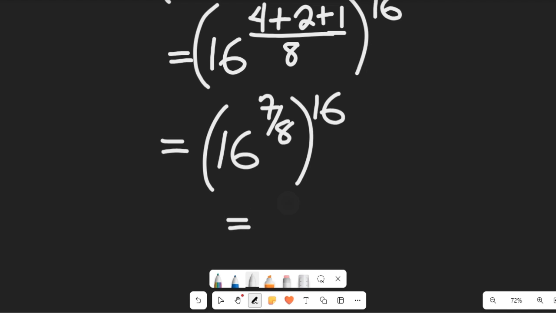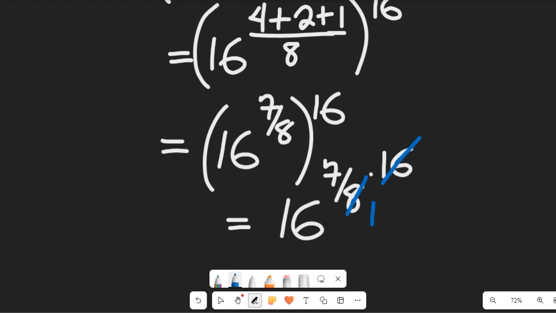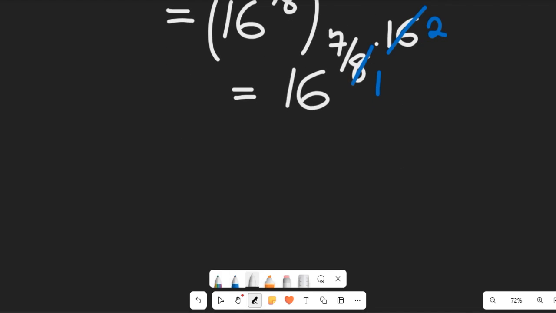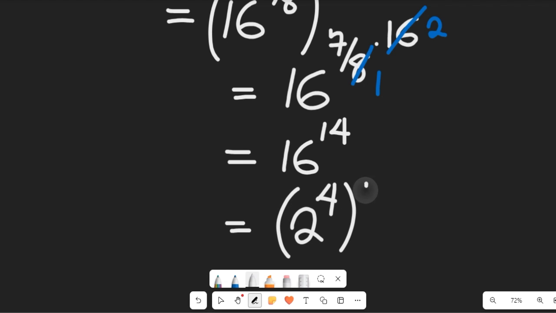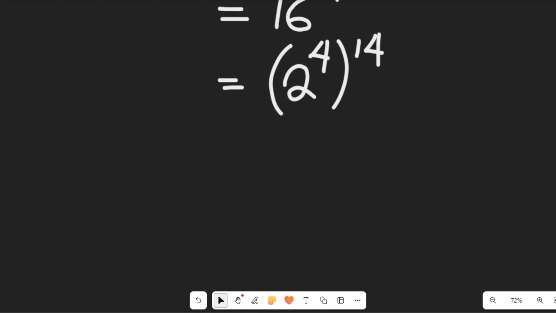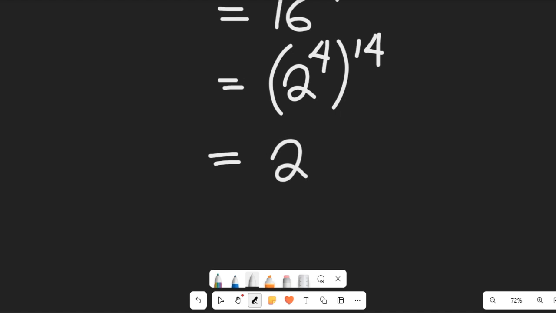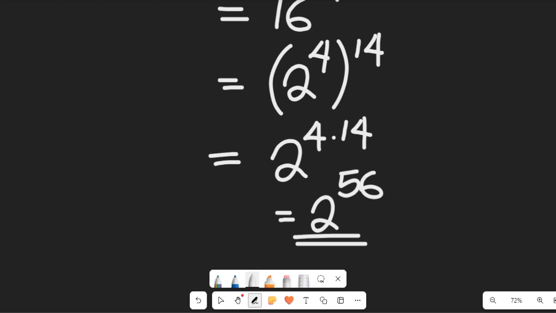According to the law of indices, this will be equal to 16 to the power of 7 divided by 8 multiplying 16. So 8 here will give us 1. 16 divided by 8 will give us 2. So that expression will now be equal to 16 to the power of 14. We can simplify that to give us 2 to the power of 4, multiplying the power of 14. So what would that give us? This will be equal to 2 to the power of 4 multiplying 14, and this will be equal to 2 to the power of 56, and that is the solution using the second method.